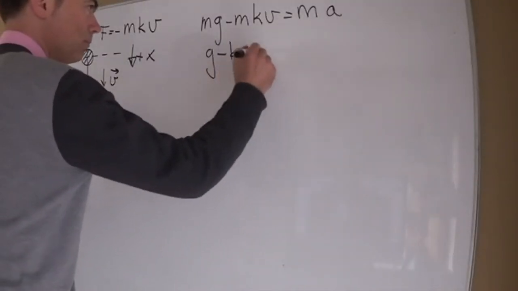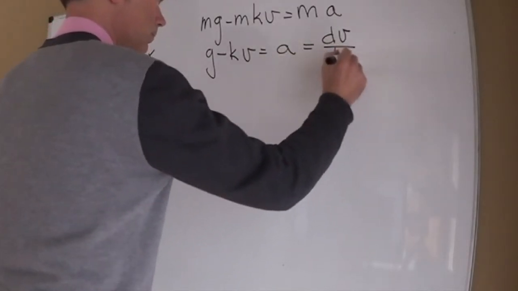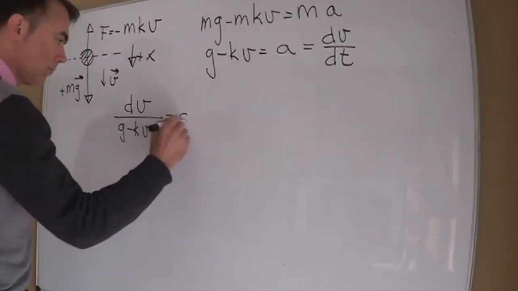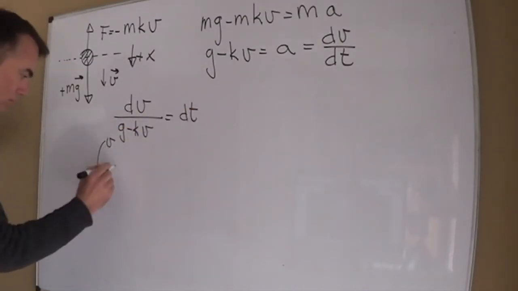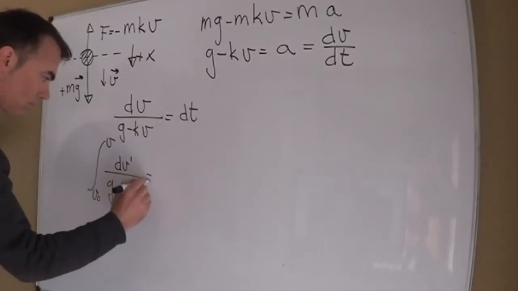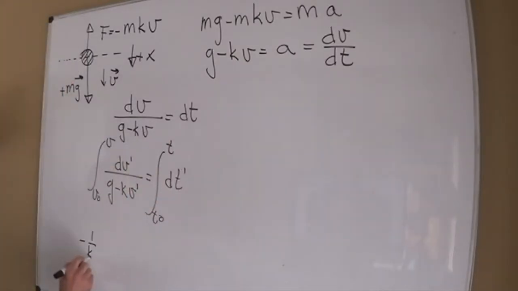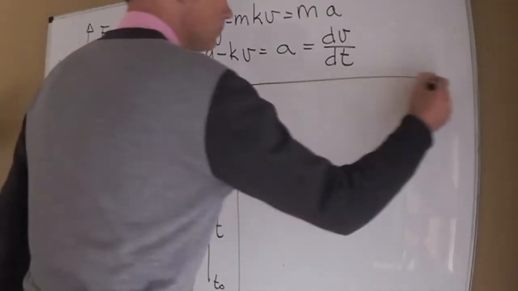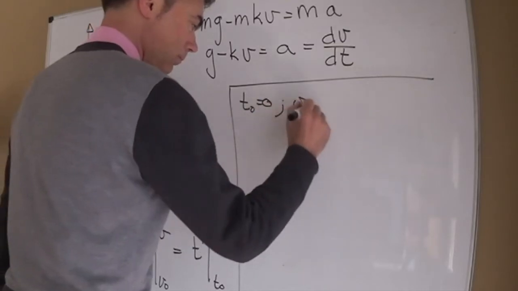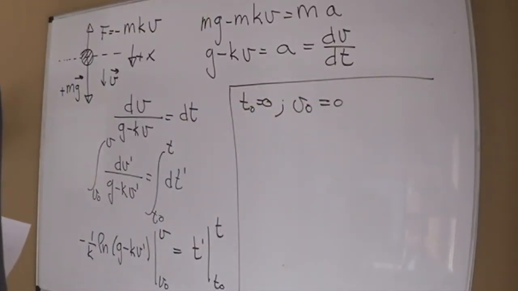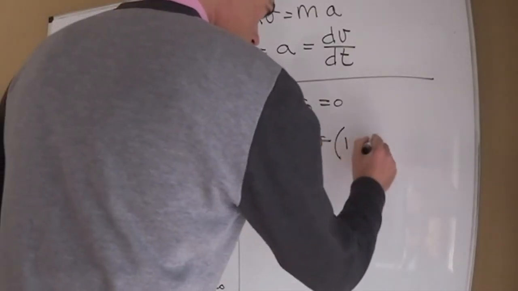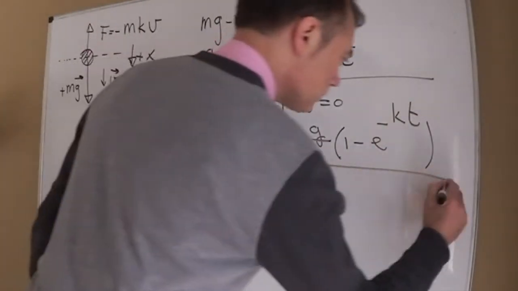The mass cancels. We write acceleration as dv/dt, separate variables and integrate. We get the time as a function of velocity. Let's assume that at time equals 0 speed was 0. I solve for the velocity and get the velocity as a function of time.